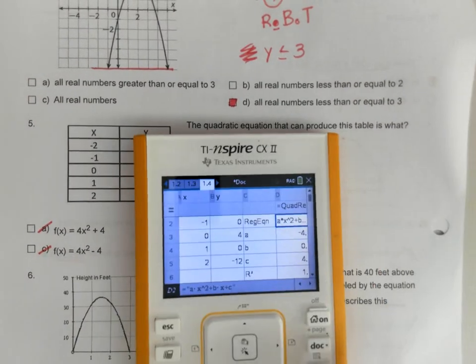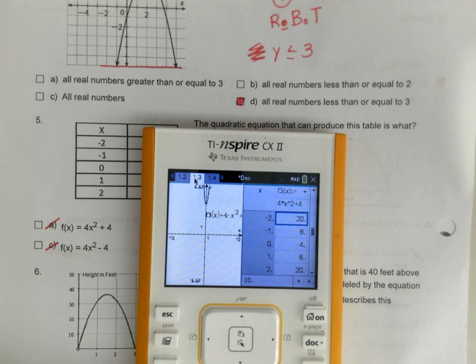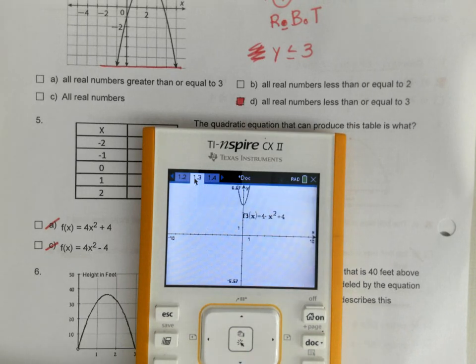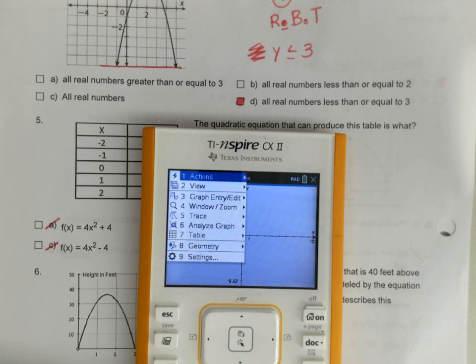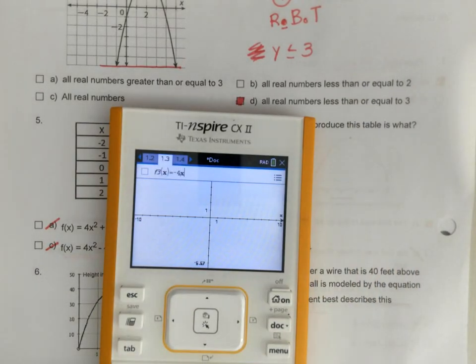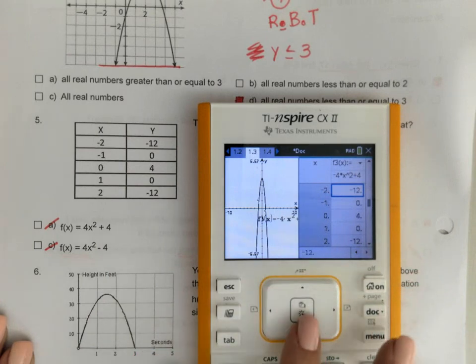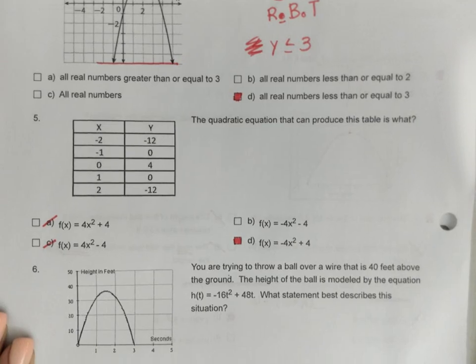Let's just check by going back to the graph. Control T to make that go away. So menu 3, 1, and I'm going to type in negative 4x squared plus 4. Control T, and it should match. Negative 2 goes with negative 12, 0, 4, 0, negative 12. Perfect.